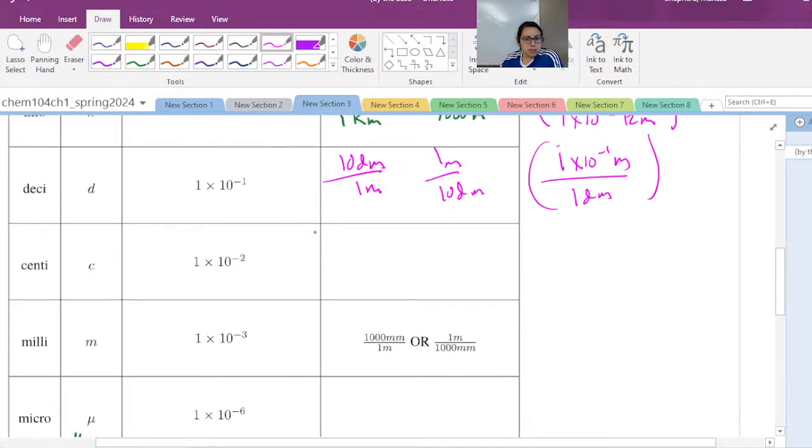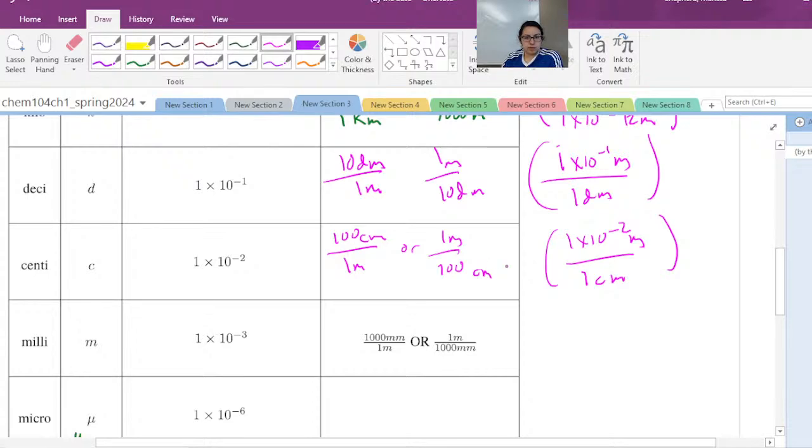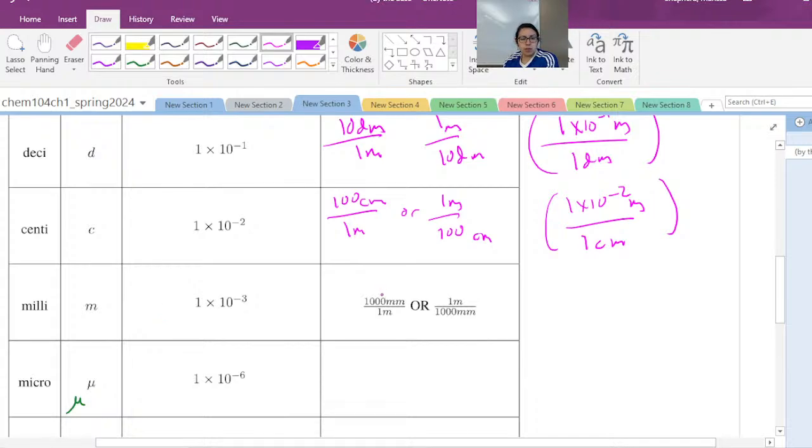And then centi, so centi is easier to think about. So 100 centimeters in 1 meter. Or again, this is times the base unit. So 1 times 10 to the negative 2 meters is equal to 1 centimeter. Then we had our milli, so again, put it in positive units or by the base of negative 1. So 1 times 10 to the negative 3rd meters is 1 millimeter, or 1,000 millimeters in 1 meter.